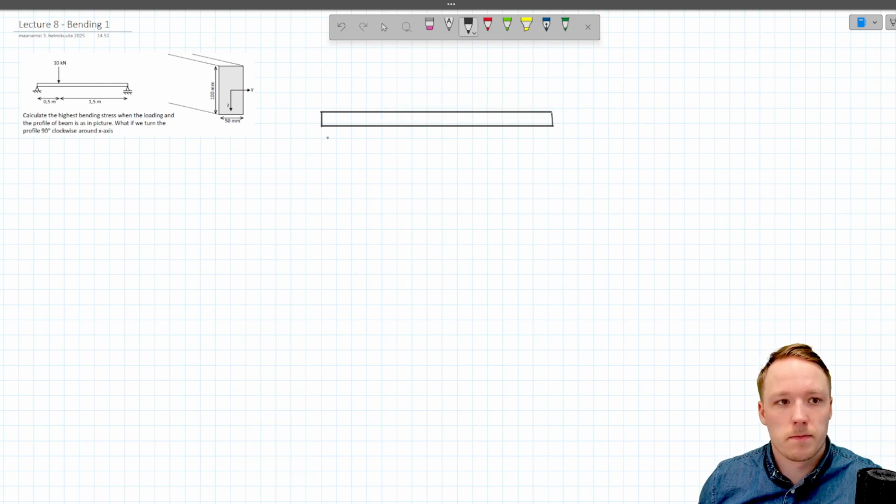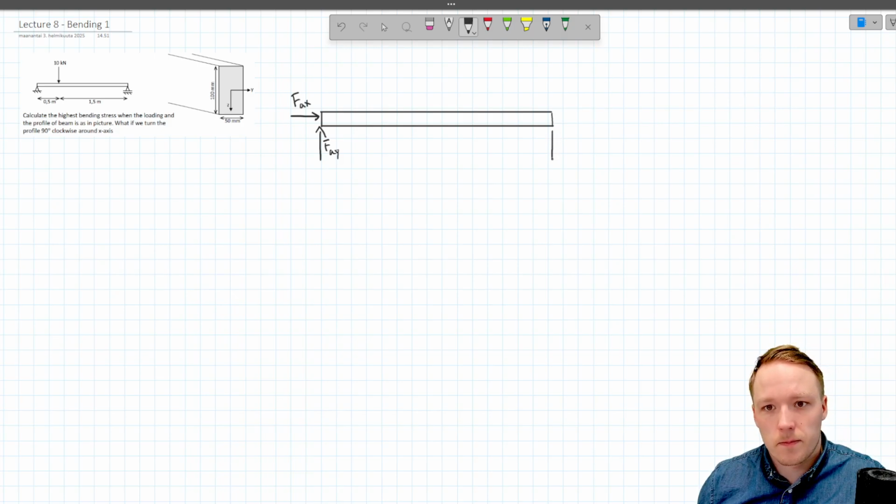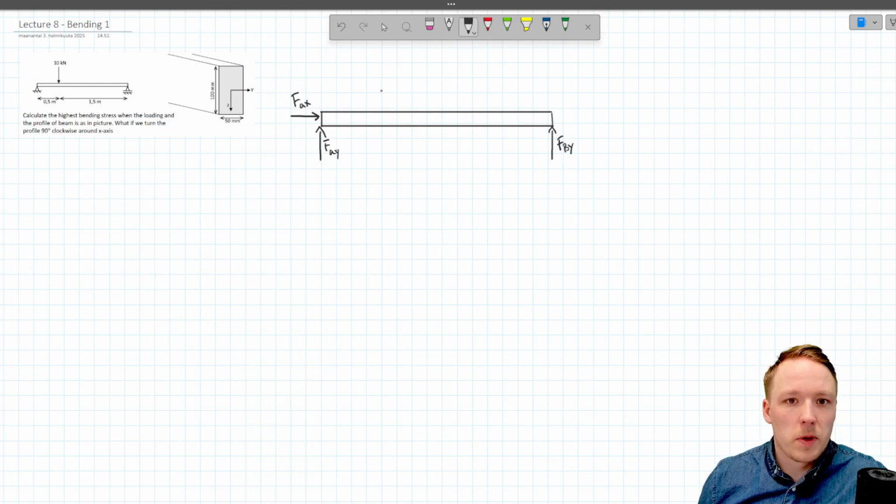like this. On the left hand side we have FAY, we have FAX. On the right hand side we have only FBY. And here, half a meter from left hand side, we have external force of 10 kilonewtons.